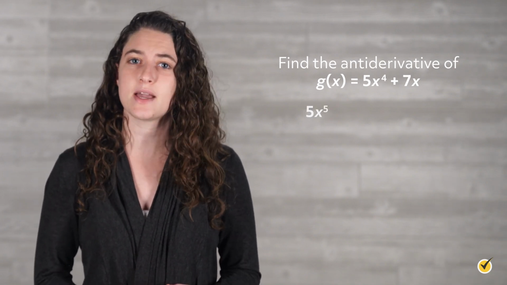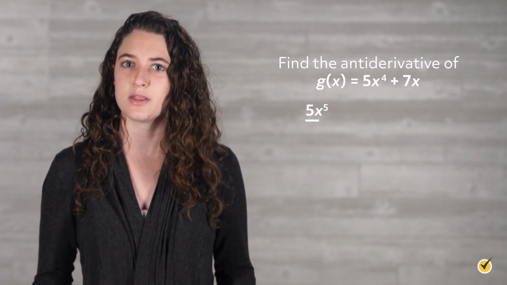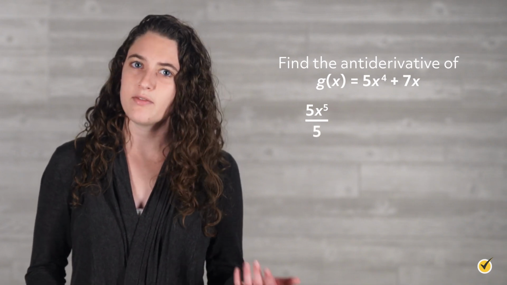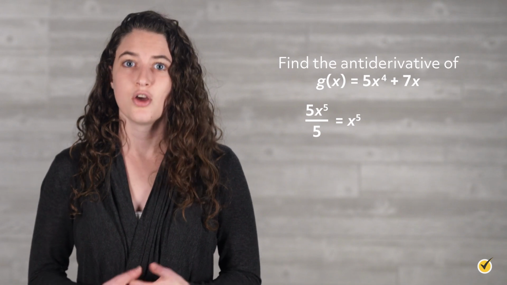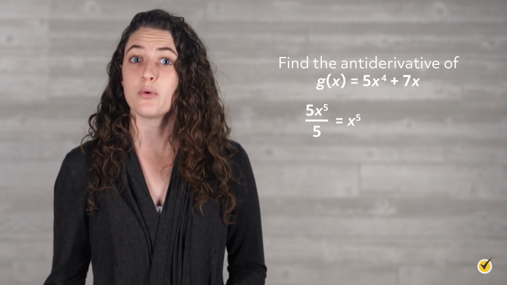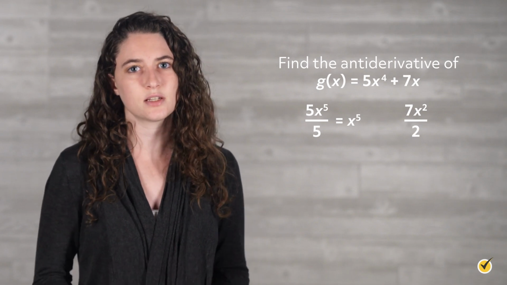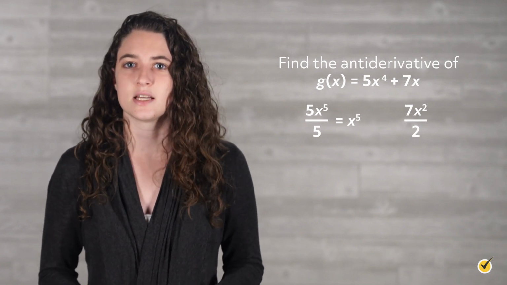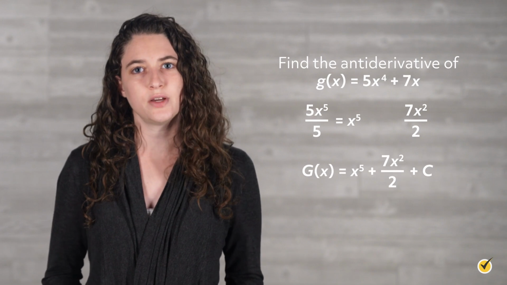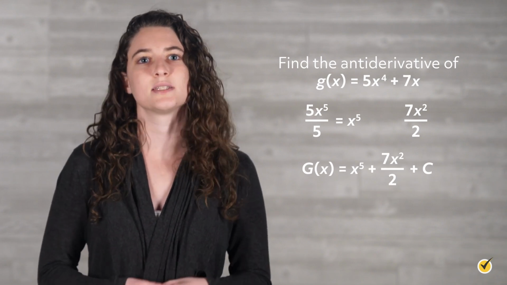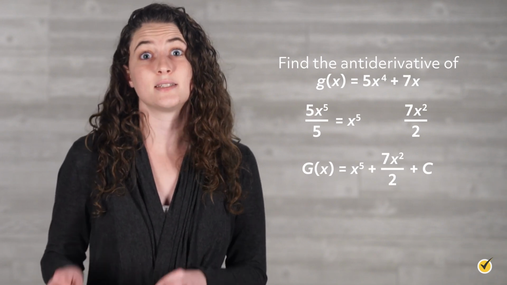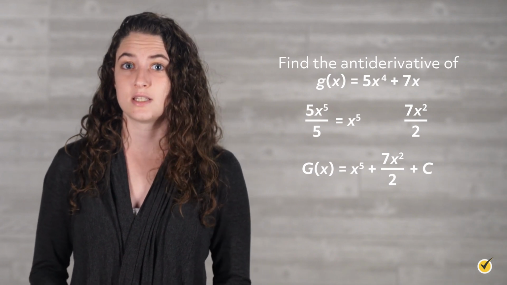For the first term, 5x to the fourth, we add 1 to the exponent, making 5x to the fifth. Then divide by the new power. Dividing by 5 gives us x to the fifth. For the second term, we increase the power by 1 to get 7x squared, then divide by the value of the new power to get 7x squared over 2. The antiderivative for this problem is then big G of x is equal to x to the fifth plus 7x squared over 2 plus c. Don't forget to add the constant.